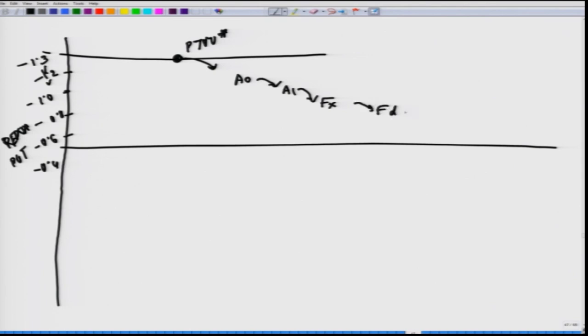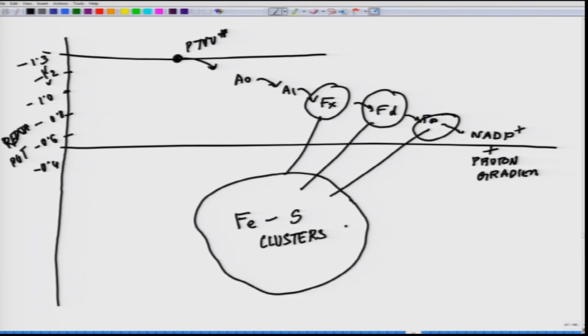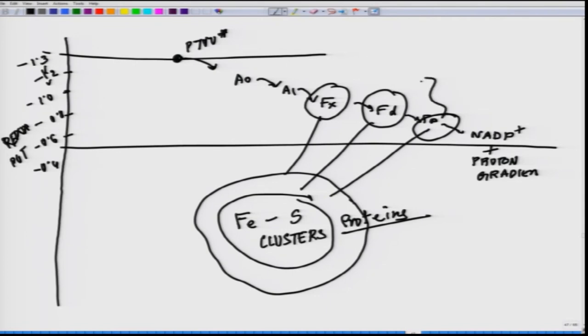Now what is very important for you to realize will take you back to the very first lecture: NADP plus and proton gradient. If you look at these compounds, these are all iron sulfur clusters embedded on proteins, and this is precisely the reason. These are the different electron acceptors which are iron sulfur centers, then you have FP as the flavoproteins, ferredoxin, NADP plus reductase and a series of them. It is not important that you know all the names. What is important is that FX is your iron sulfur center, and FP is the flavoprotein.